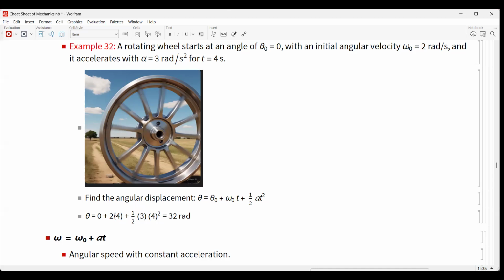And the initial angular speed is equal to 2. And the time here is equal to 4 seconds, the time interval. Then here we have the acceleration equal to 3 radians per second squared. And the time here is equal to 4 seconds squared. So that is equal to 32 radians. So here is the answer.